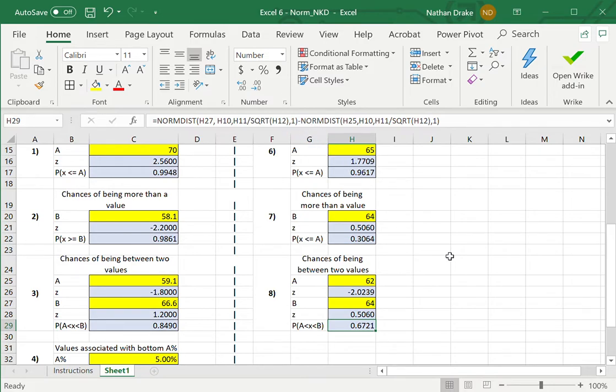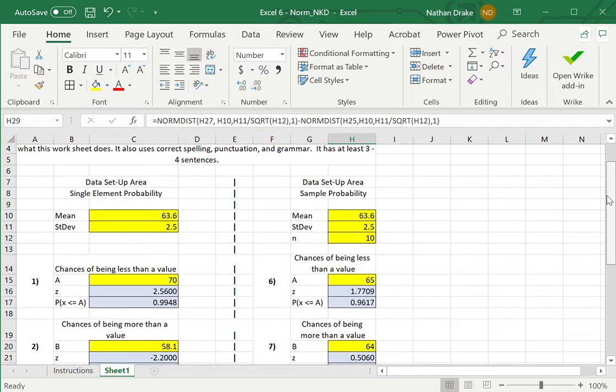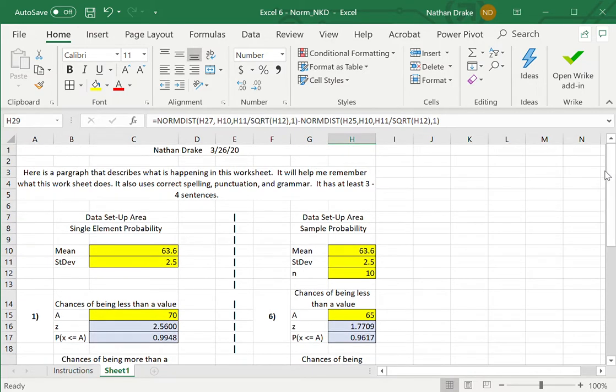Right? So that is part 2, and you should be able to use this calculator to calculate all kinds of normal distribution probabilities and work with normal distributions and the central limit theorem.